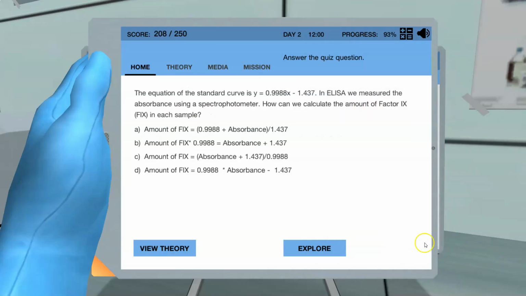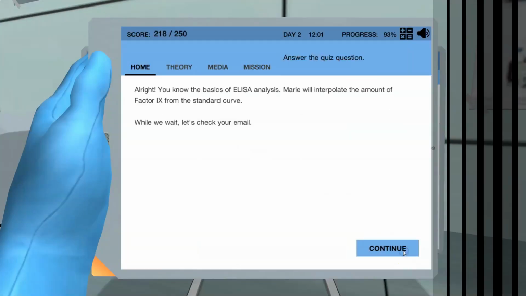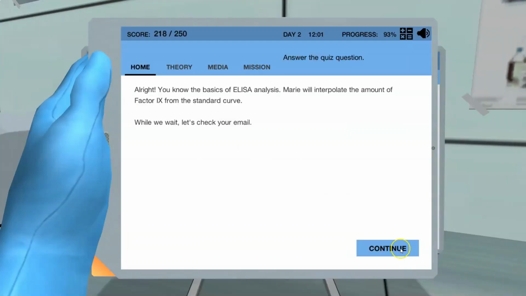The equation of the standard curve is y equals 0.9988x minus 1.437. In ELISA we measured the absorbance using a spectrophotometer. How can we calculate the amount of factor IX in each sample? Alright, you know the basics of ELISA analysis. Marie will interpolate the amount of factor IX from the standard curve.